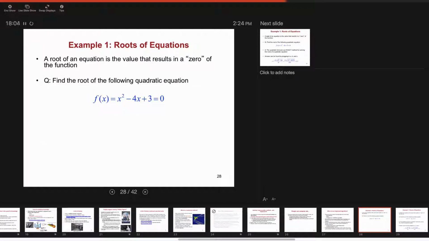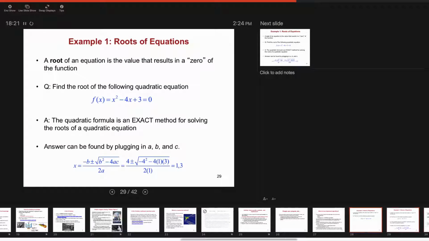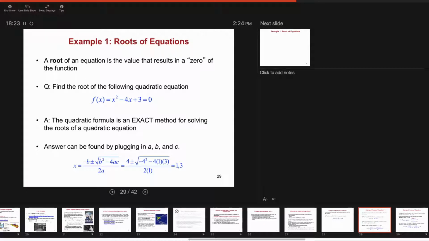Here's one example where you don't need a numerical method, and that is a root of an equation. So if I have a quadratic equation, most of you have learned in high school how to solve a quadratic equation. I have a formula, right? So I just fire up that formula, and boom, I have two solutions.